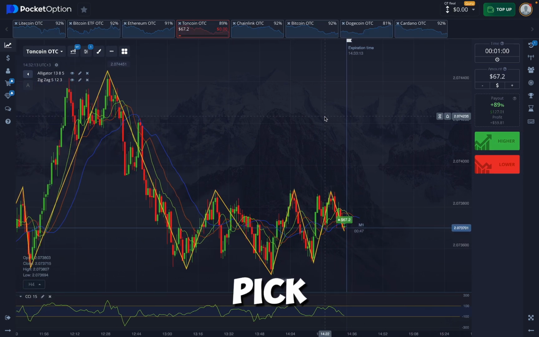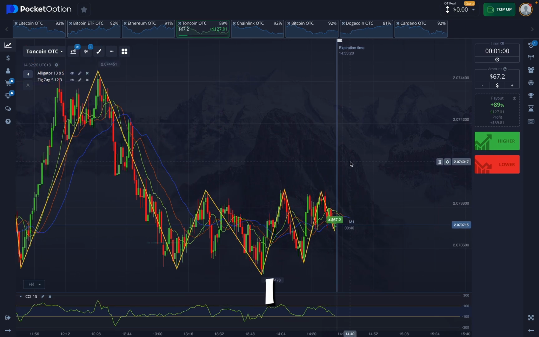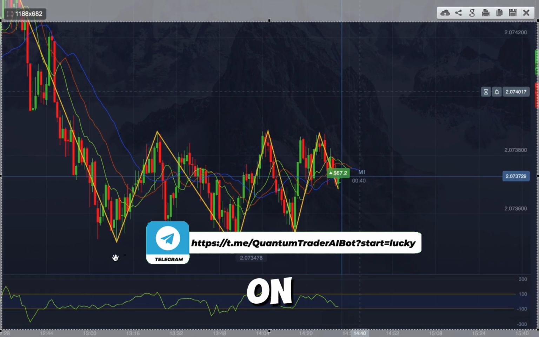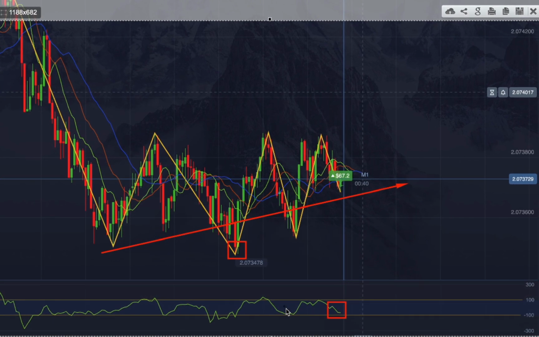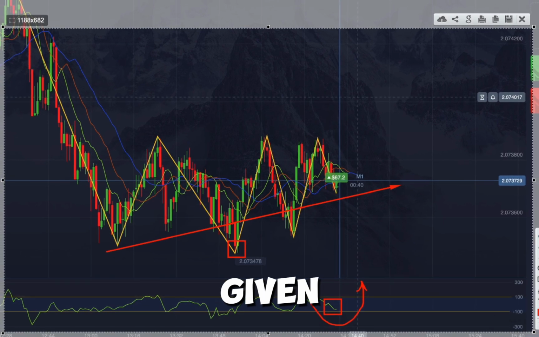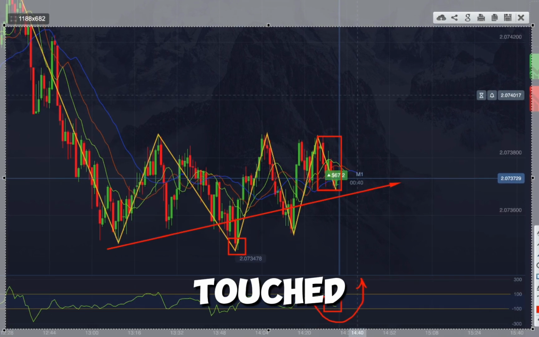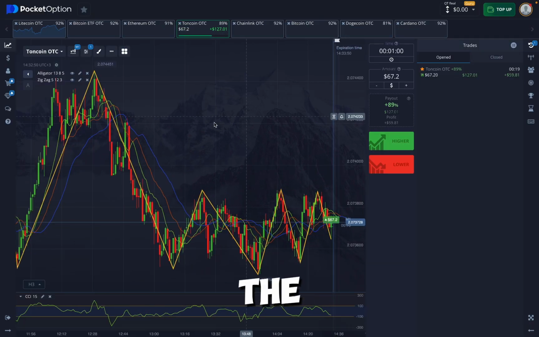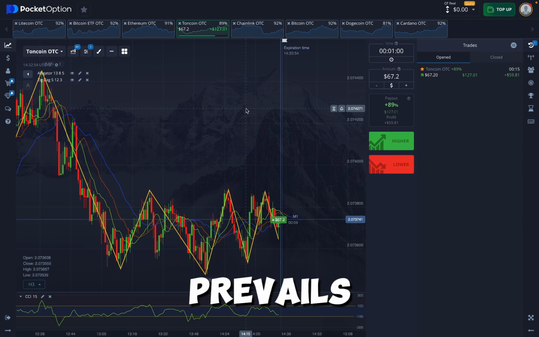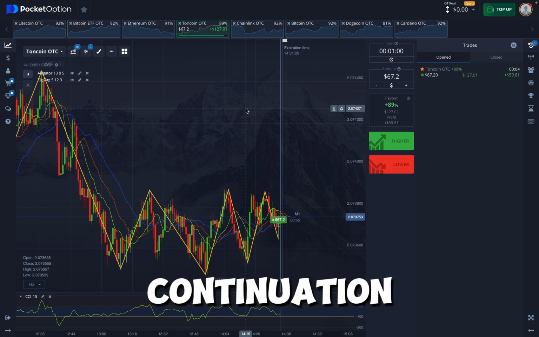Let's continue and pick the next asset. And here I will prefer to open a position on the upside. I saw the formation of a new local minimum on the fractal, and in general, the dynamics of the trend are rushing upwards. After the formation of the given structural minimum, the moving line of the oscillator has also almost touched the oversold area, and most likely, there will be a reversal here, as the trend for the most part now prevails. More upward volumes. After this pullback, I am emphasizing my attention on further upward continuation.